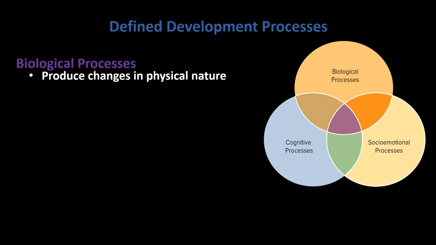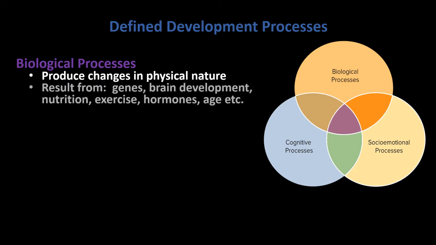Okay, so this first one, biological processes. This is looking at changes of a physical nature. The easiest example of that would be something like puberty. It results from genes, brain development, nutrition, exercise, hormones, age. All these things influence these biological processes. For example, that first slide I showed was of a newborn's brain development. That was literally showing the physical brain development. We might look at the role of things like nutrition and exercise and certain hormones on certain aspects of development. That would all be looking at the biological processes.